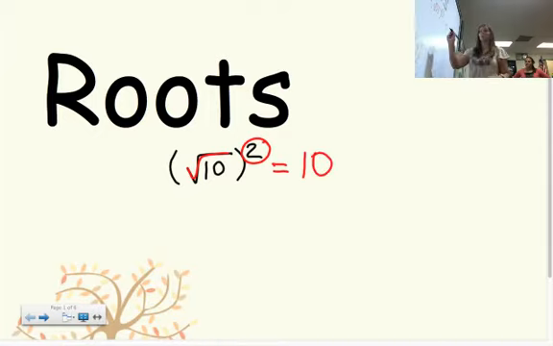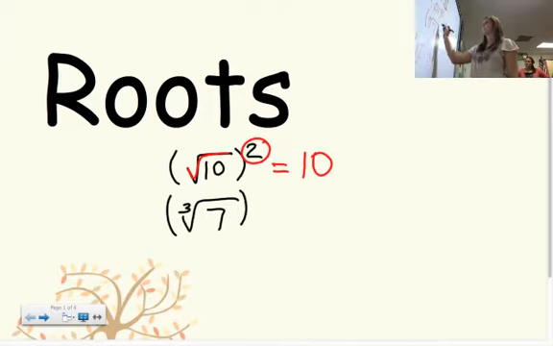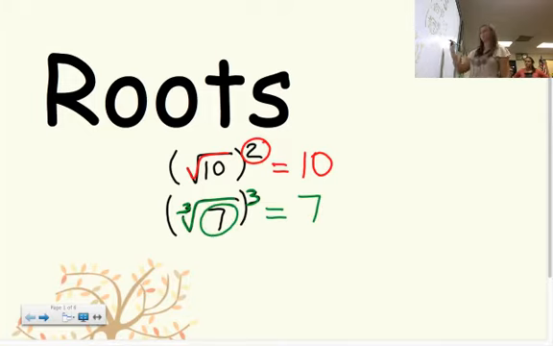Now let's try the cube root. If I take the cube root of 7 and I take that all to the third power, same thing. The exponent and the cube root, since they're opposites, I just get what's left in the middle, which is 7.